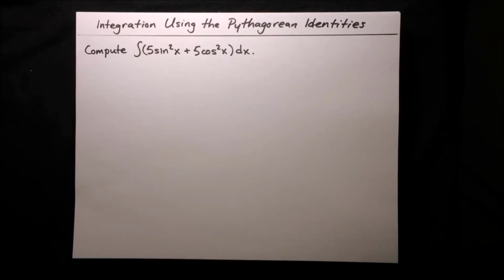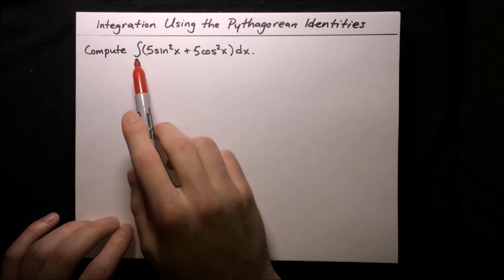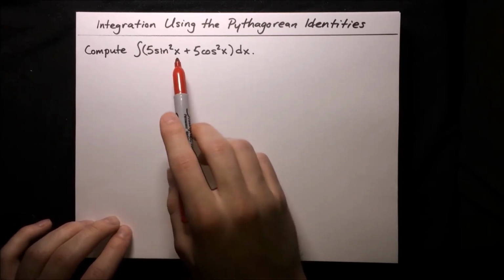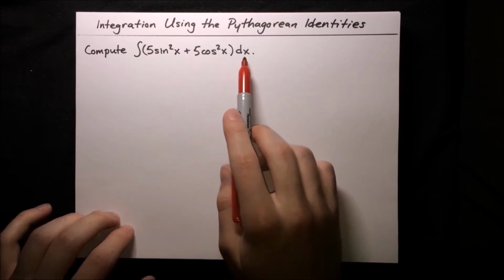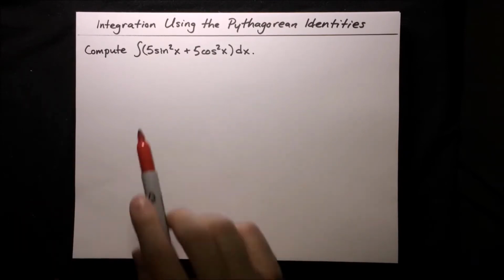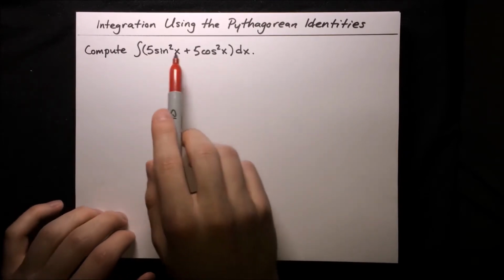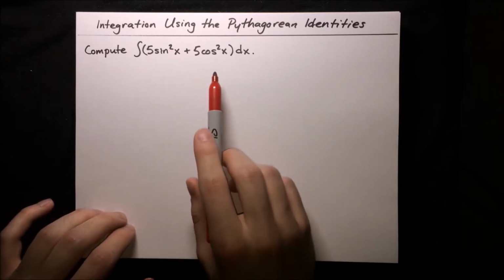In this video, I'm going to show you how to integrate using the Pythagorean identities. So here we want to compute this integral of 5 sine squared x plus 5 cosine squared x. Initially, this integral seems pretty nasty. We've got some squares of trig functions here.